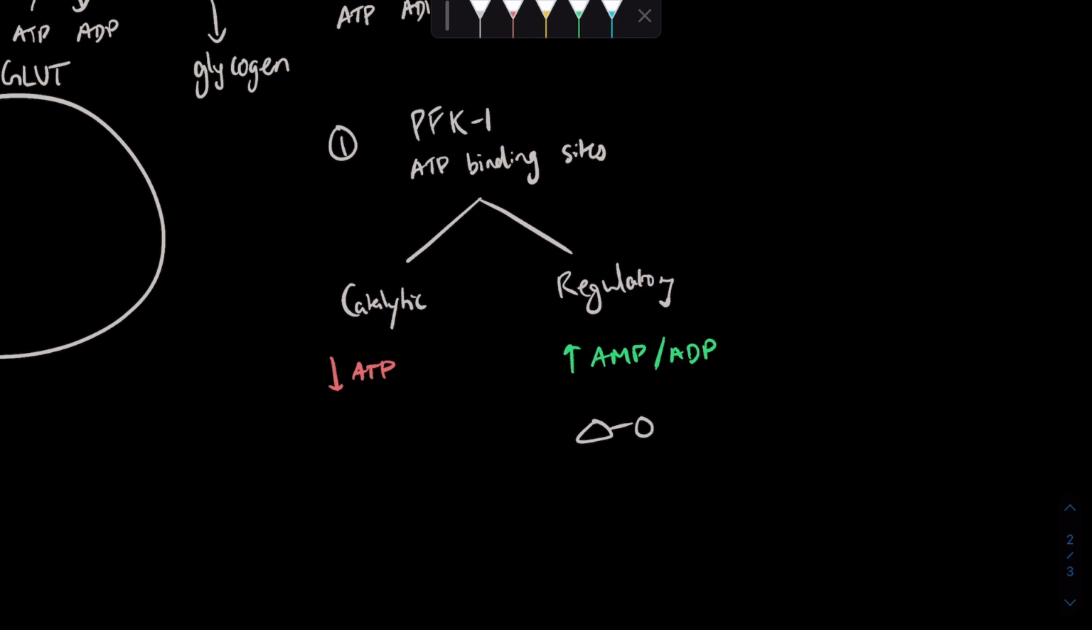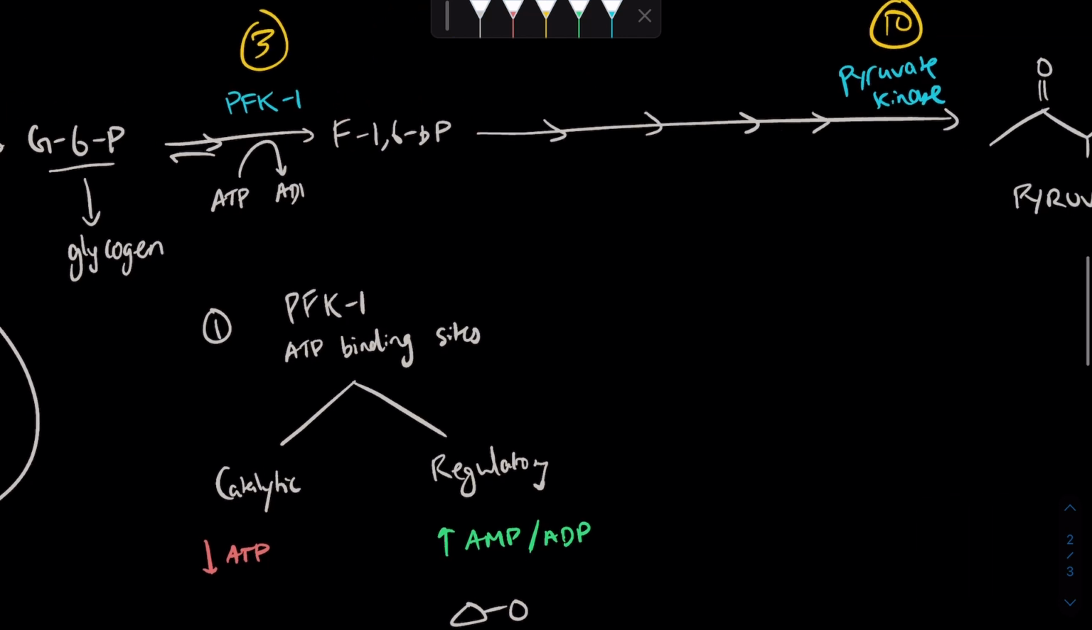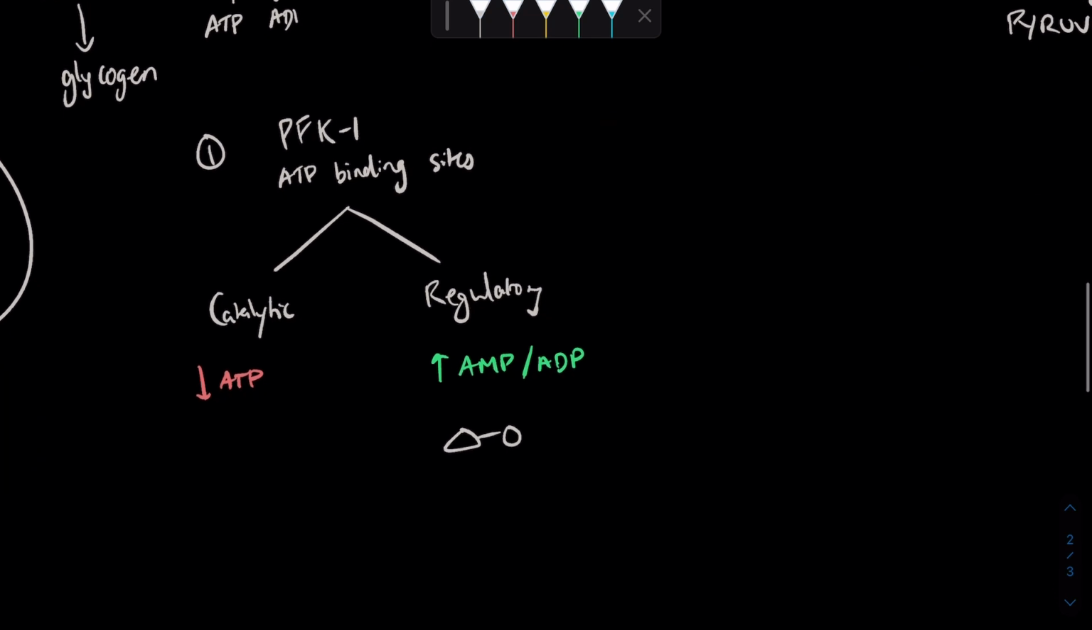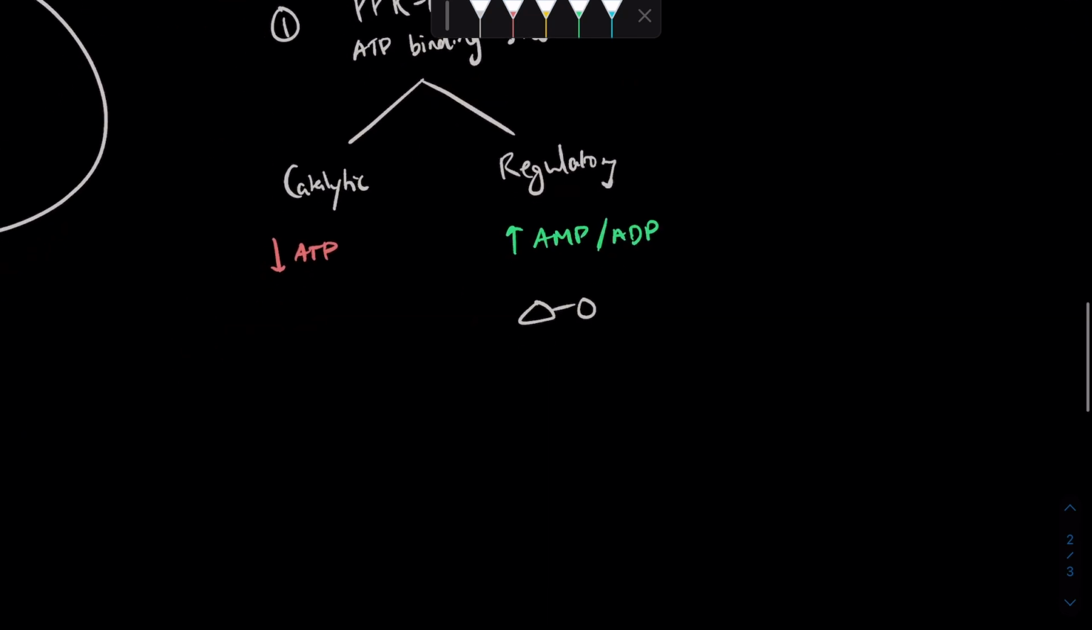So that's going to signal the cell to make more and more of F16BP. It's going to make more and more of this committed molecule, and it's going to ensure that this goes through glycolysis, and we're making more ATP and more pyruvate. So that's going to enhance the activity of PFK1. The second factor is pH.